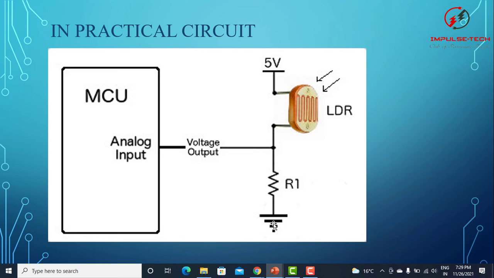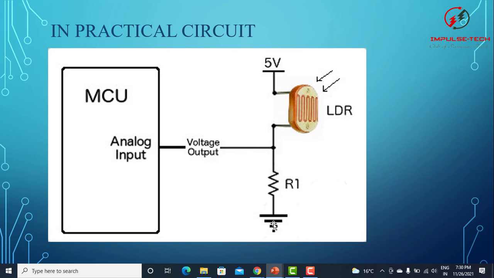Here I have just shown you the example of an LDR sensor, that is a light dependent resistor. What does this sensor do? This sensor changes its resistance whenever light falls on the surface of the sensor. So whenever light falls on it, it changes its resistance.